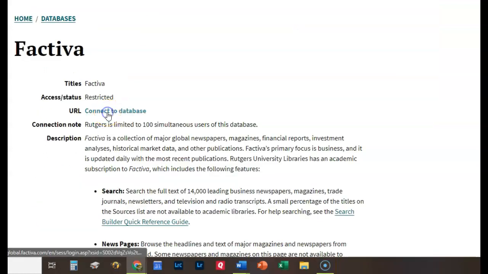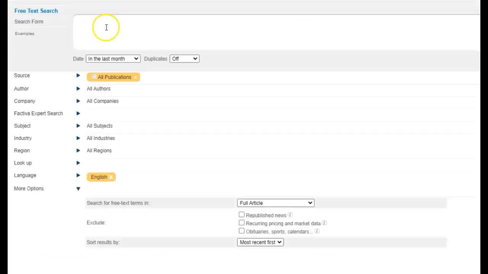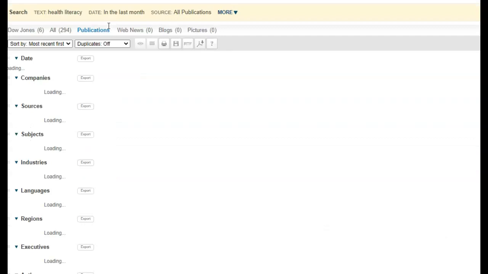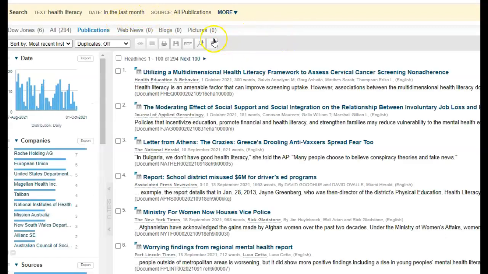Let's dive in and take a look. You should note that if you're accessing these databases from off-campus, that at some point you're going to be asked to log in with your NetID and password. Factiva is an enormous database of all kinds of business-related information, including business publications. So just dumping a term in here, of course, is going to result in lots and lots of information. And some of it quite specific, some of it maybe not very much useful at all, but it's certainly a place to take a look and see what you might be able to find.